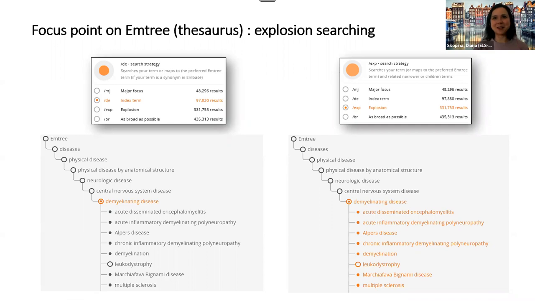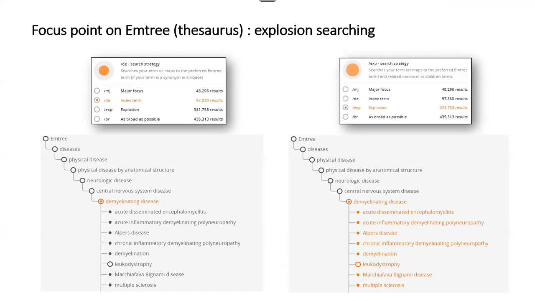Okay, I hope it's clear for everybody. So this is the main difference, but you're also going to see it more in the live demo. It searches for the broader term together with the related terms. It's not really broader, but it searches the broader term and the narrower terms. In our index term, it only searches that index term.